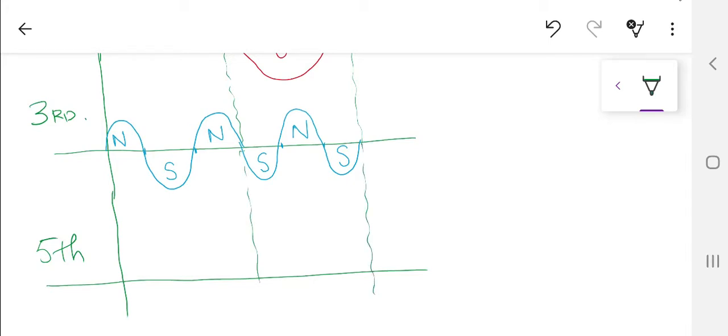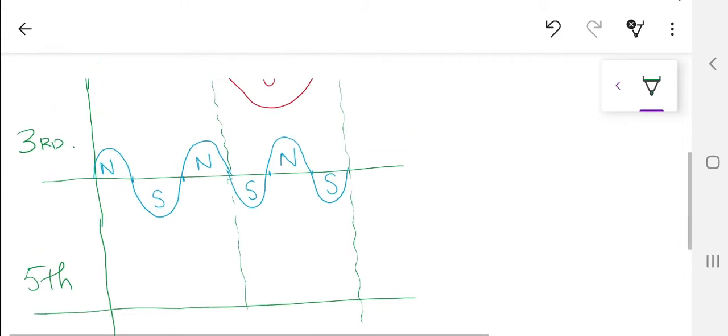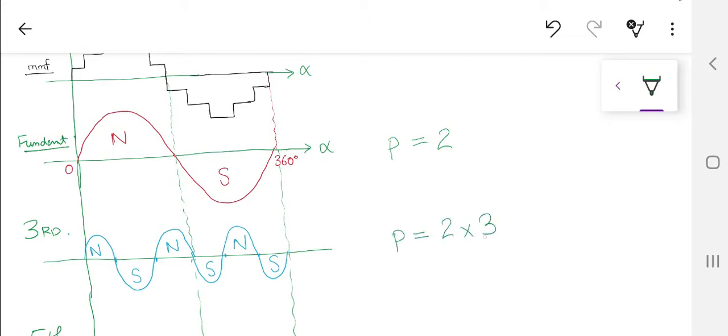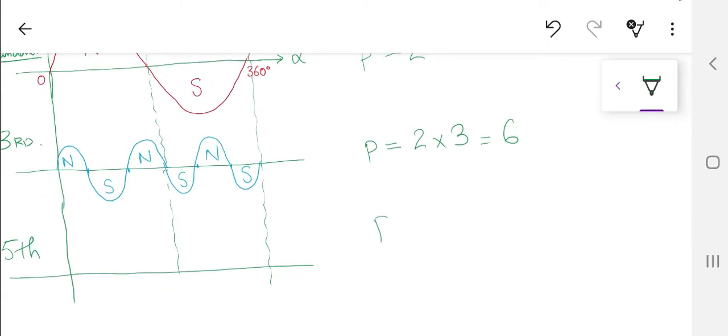I'm not going to draw this one because it's a little difficult over here. So what you are seeing is this: from the fundamental, the number of poles was equal to 2. But when you had a third harmonic, the number of poles became equal to 2 multiplied by 3, where 3 is the multiple, so this is equal to 6. And if you are talking about the fifth harmonic, this is going to be equal to 10.